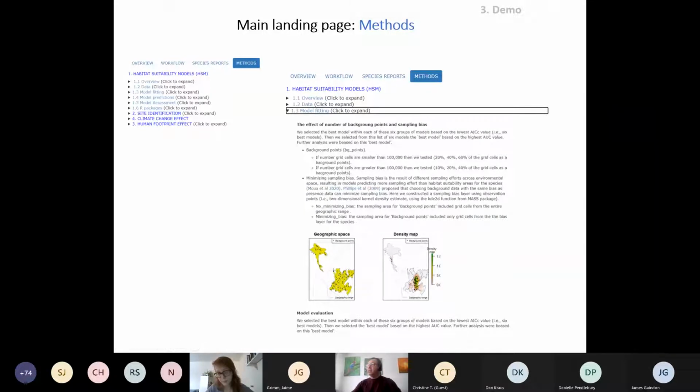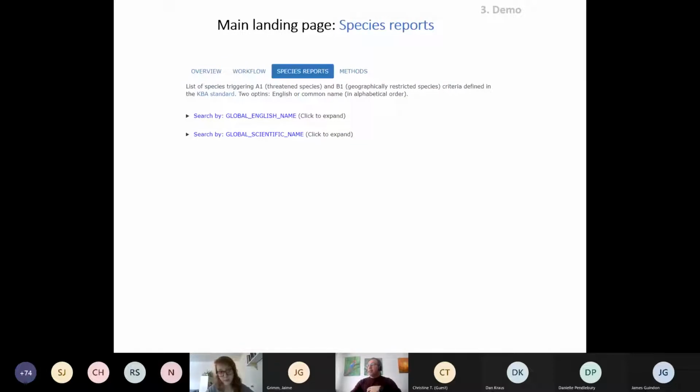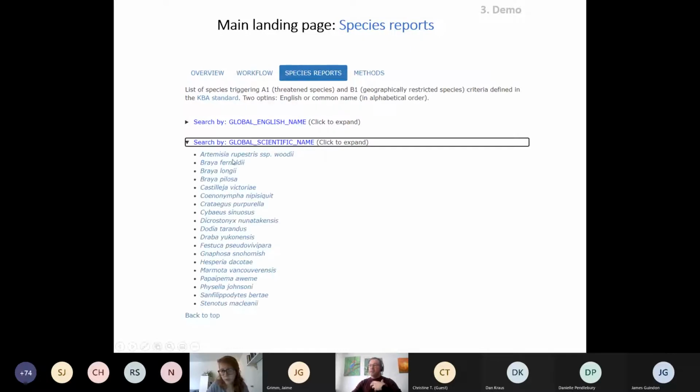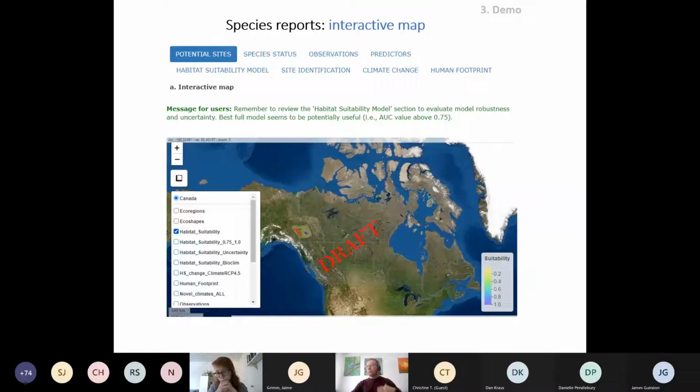But the most important part is the species report, because you can search by the English name or scientific name, select the species that you are interested in, and click on it. It is going to open a new tab, and we are going to have different tabs with information for every single species.